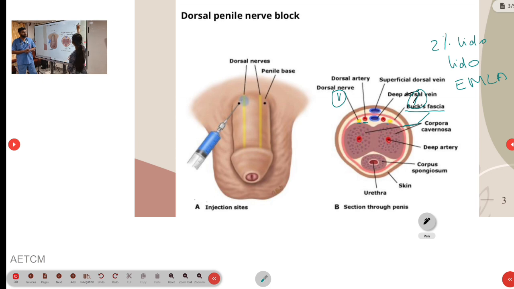So this is one way. Then the second way is we can use the spray. So we have lignocaine spray. What is the concentration of lignocaine spray? Our spray comes as 10%. 10% lignocaine spray, so each puff will contain 10 mg.